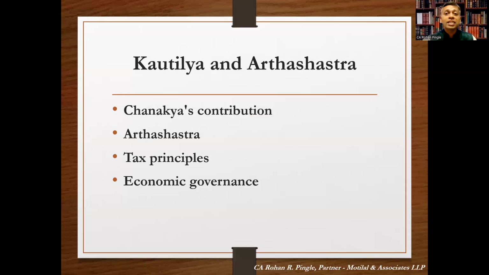Moving further, let's understand Kautilya and the Arthashastra. One of the earliest comprehensive discussions on taxation appears in the Arthashastra, authored by whom? Kautilya, that is Chanakya. Key principles included that tax should be reasonable, collection should not be oppressive, revenue should support state functions, and economic activity should be encouraged. A famous analogy compares taxation to a bee collecting honey from flowers without damaging the flowers. This remains relevant even today.